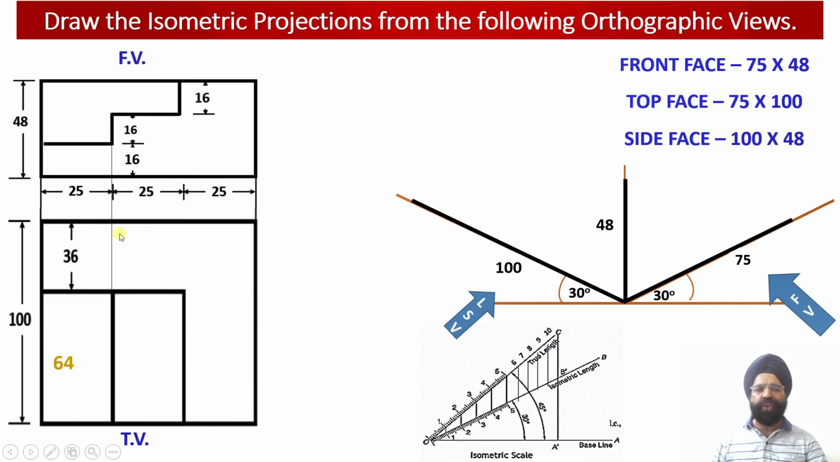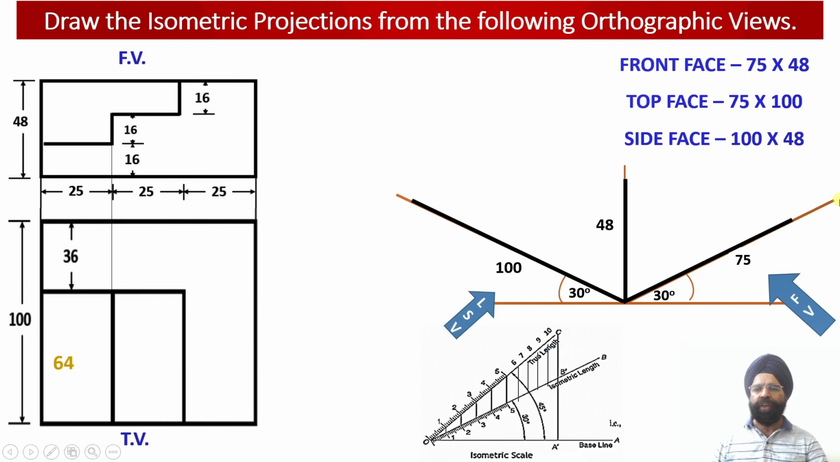Now looking at the solid from the top, we are getting the length of the solid equal to 75 millimeter, and the width of the solid happens to be 100 millimeter. So this top view face will be drawn along the XZ axis. Along the XZ axis we have plotted the 100 millimeter width of the solid along the X axis, and the 75 millimeter length of the solid along the Z axis. So this will give us the construction of the base or the top face of the solid.